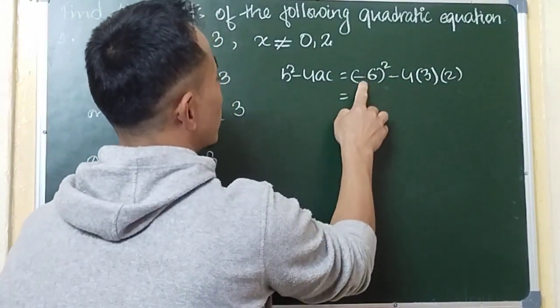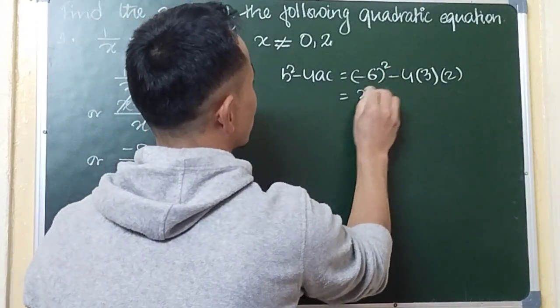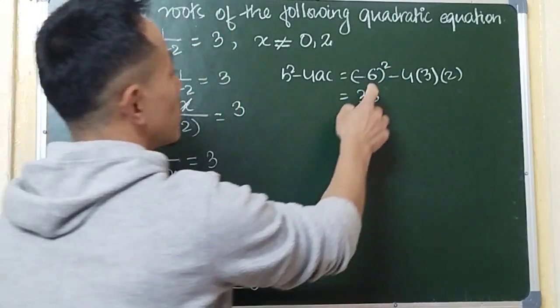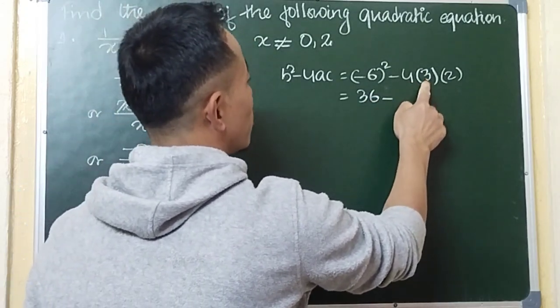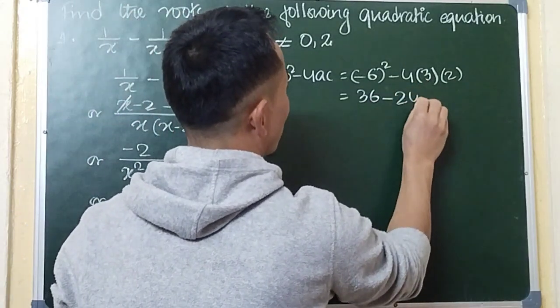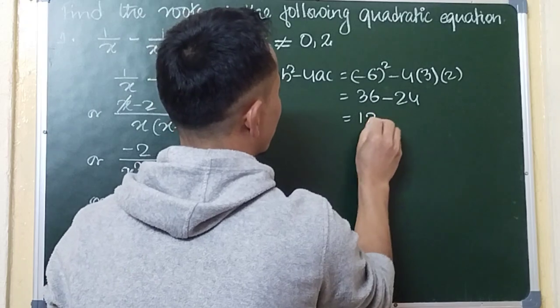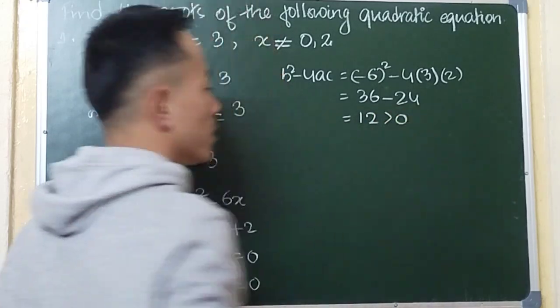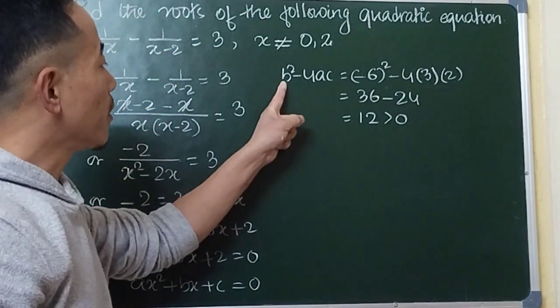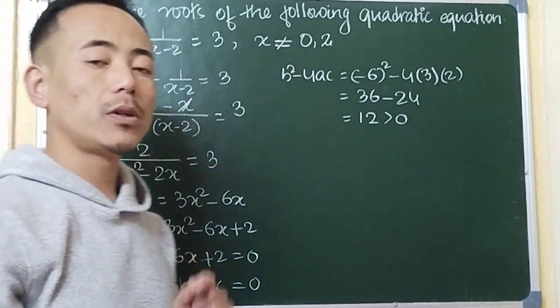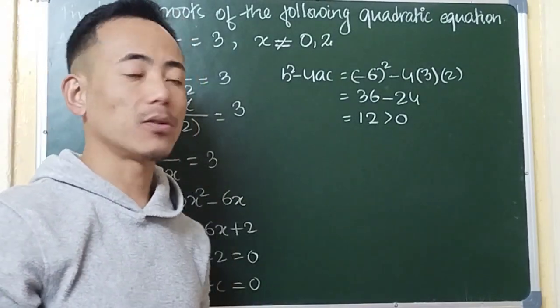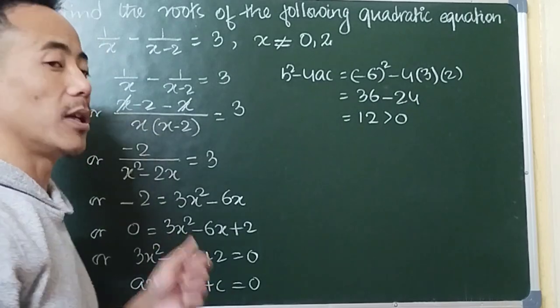So now minus 6 whole square becomes plus 36, minus minus is plus, 6 square is 36, minus 4 times 3 is 12, 12 times 2 is 24. That means this will give us 12, which is greater than 0. Now since the value of the discriminant is greater than 0, this equation will have two different real roots. So let's find out the roots of this equation now.